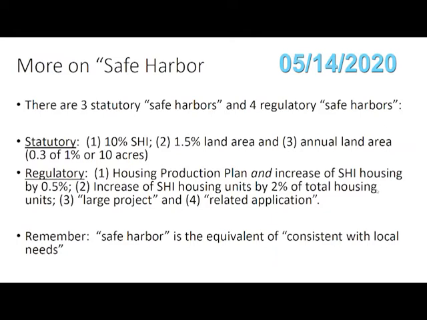There's a lot baked into these 7 statutory and regulatory safe harbors, and I'm happy to discuss them further with questions, but the devil's going to be in the details. And from what I can tell from afar, West Newbury doesn't have 10% subsidized housing inventory. I haven't done the 1.5% land area calculation. The board might want to consider doing that. And I doubt that the application you're going to see down the road will meet the 0.3 of 1% or 10-acre minimum. On the regulatory side, I know that the town's working on a housing production plan, and it needs to then meet that 0.5% production criteria, or a large project.